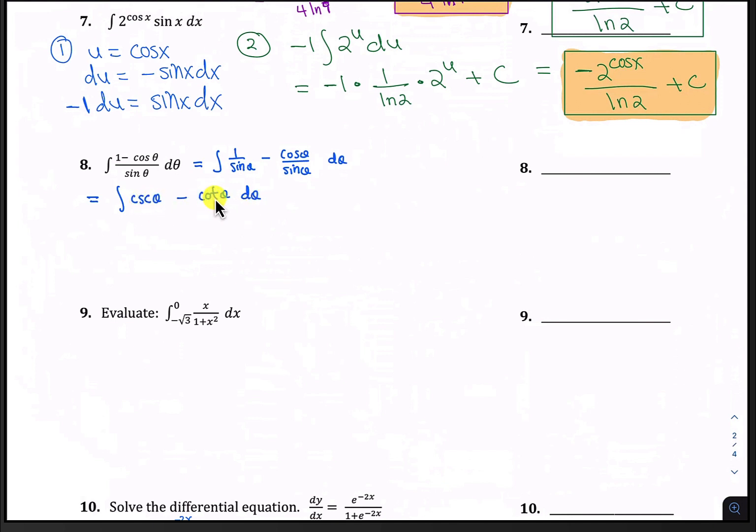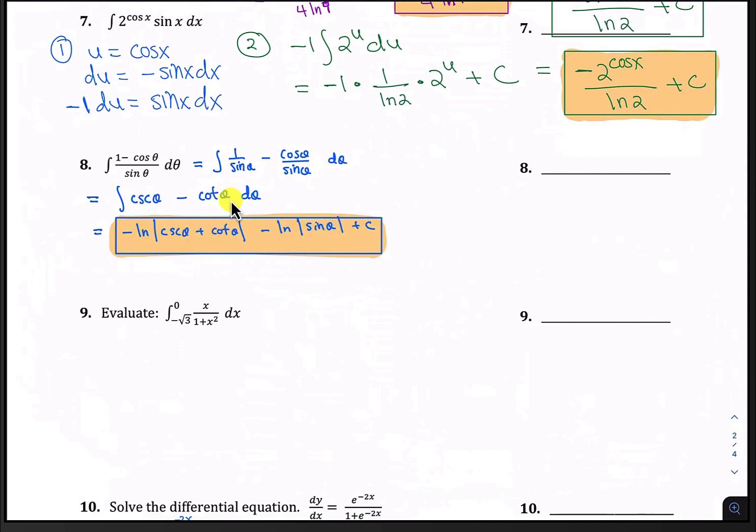Each one of these has its own integral, or its own antiderivative, which will be provided for you on the quiz. The integral of cosecant is negative natural log of the absolute value of cosecant theta plus cotangent theta. And the integral of cotangent is the natural log of sine theta. And then you just add your constant. So this is your final answer.